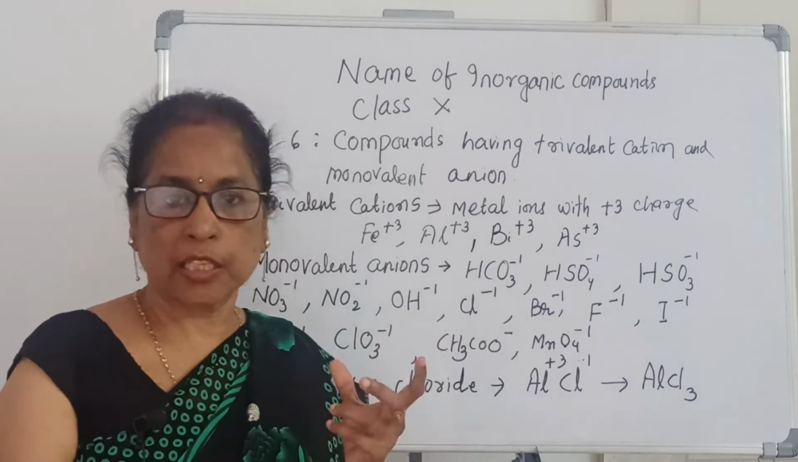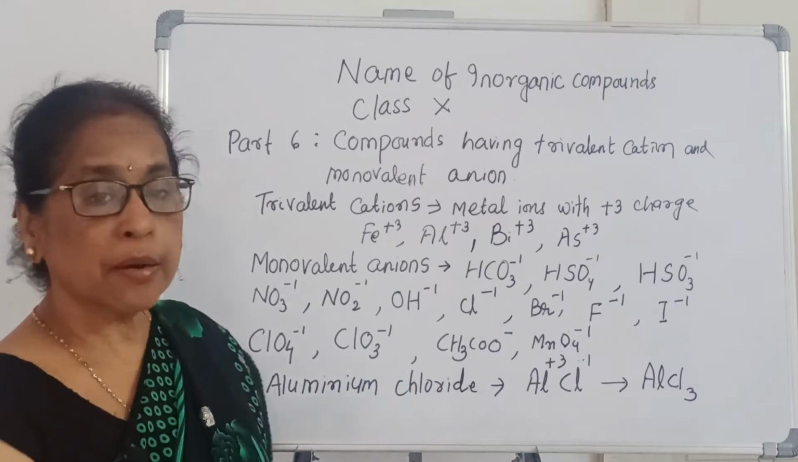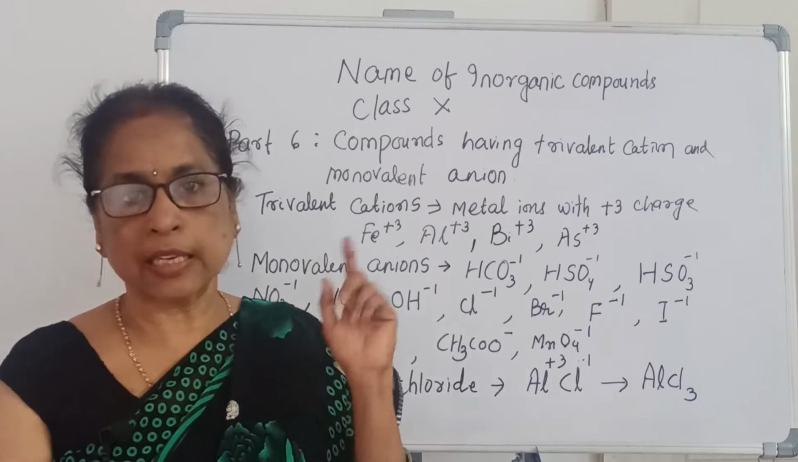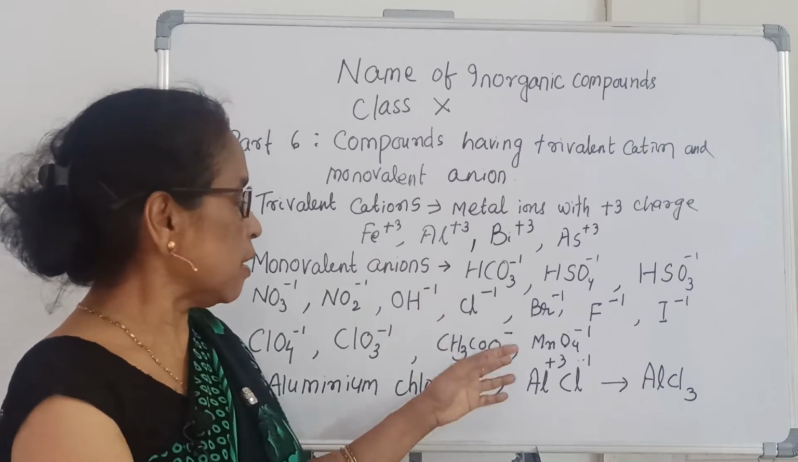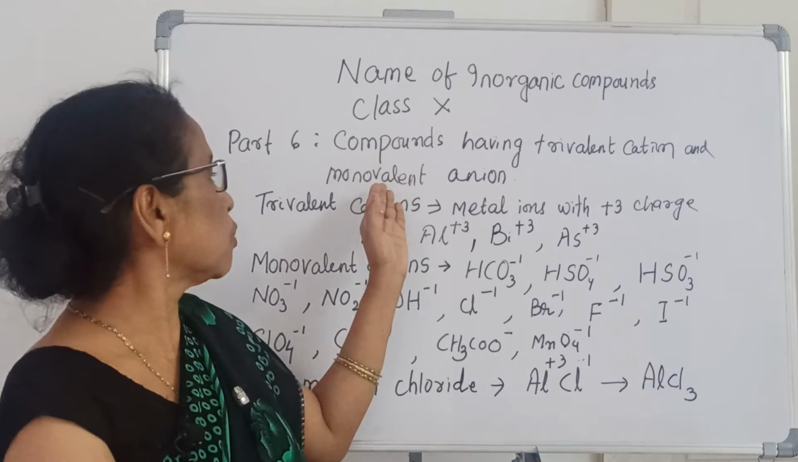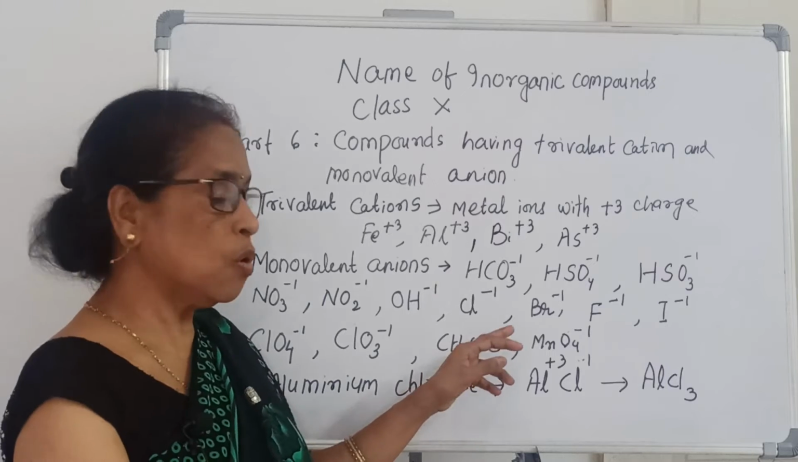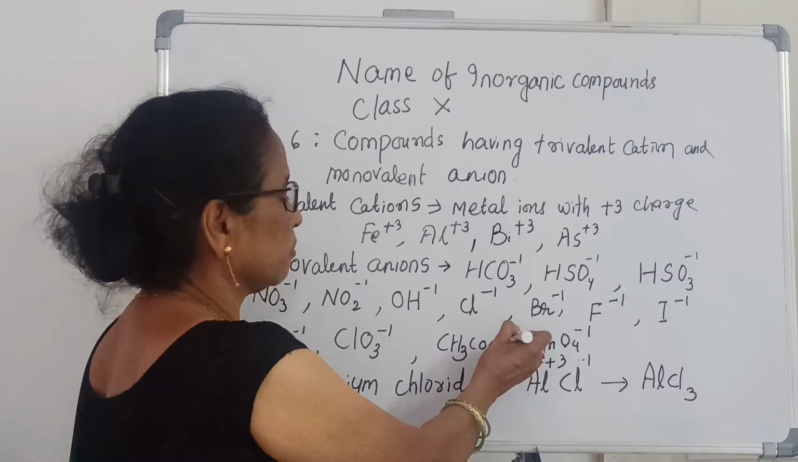MnO4, Mn is manganese, MnO4 is minus 1, that is called permanganate. If you say manganate, that is -2. Now it is not required. Here only permanganate, because I want to show the compounds with monovalent anion. So CH3COO -1, you should write -1.